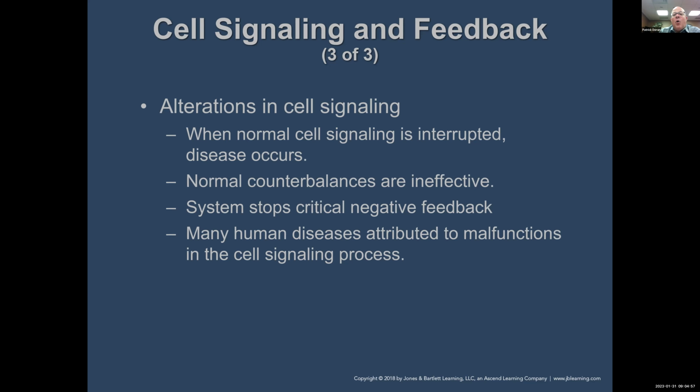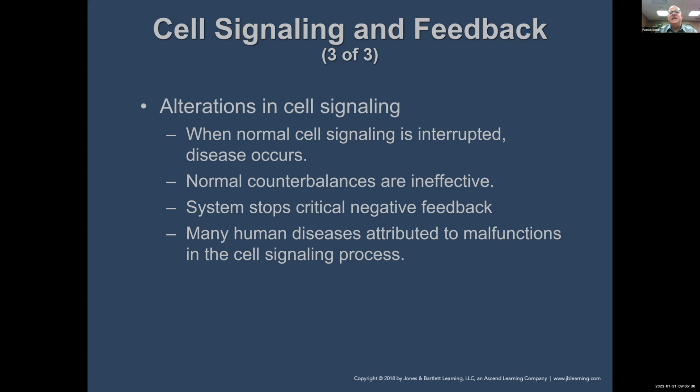So we can have alterations in that if we have electrolyte imbalances. When normal cell signaling is disrupted, we have a disease that starts. If cells are unable to communicate with each other and transport those ions across the membranes and keep the cells at a normal homeostasis point, then the tissue will start to become diseased.